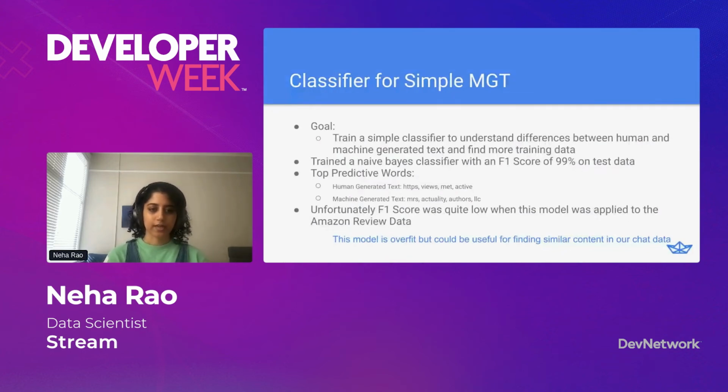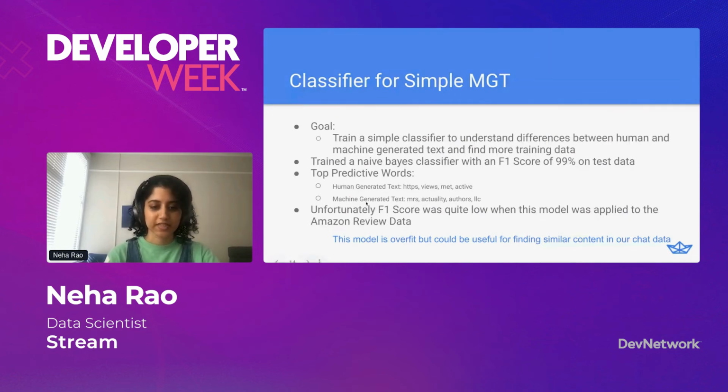So I was able to train a naive Bayes classifier with an F1 score of 99% on test data. That already is a bit of a red flag to me that it might be overfit, but it can still be useful. So when I look at the top predictive words generated by this model for human-generated text, you can see things like HTTPS. This seems promising because we're looking at secure URLs. Then you can see some common words like views, met, active. They're not crazy common, but once again, I'm working with a limited data set, so I'm curious to see how this evolves as I get more data.